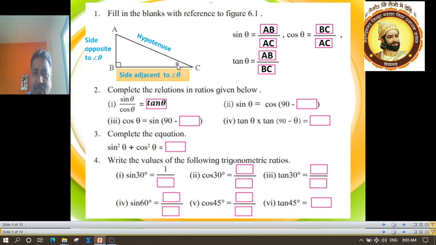Now if angle theta is an acute angle, angle A is also an acute angle, and angle A and angle C are complementary angles. So if we find the sine ratio with reference to theta and the cosine ratio with reference to 90 minus theta, that means A, both ratios are the same. So sine theta is equal to cos of 90 minus theta. Similarly, cos theta is equal to sine of 90 minus theta. tan theta into tan of 90 minus theta is equal to 1, because tan theta and tan 90 minus theta, both ratios are reciprocals of each other.